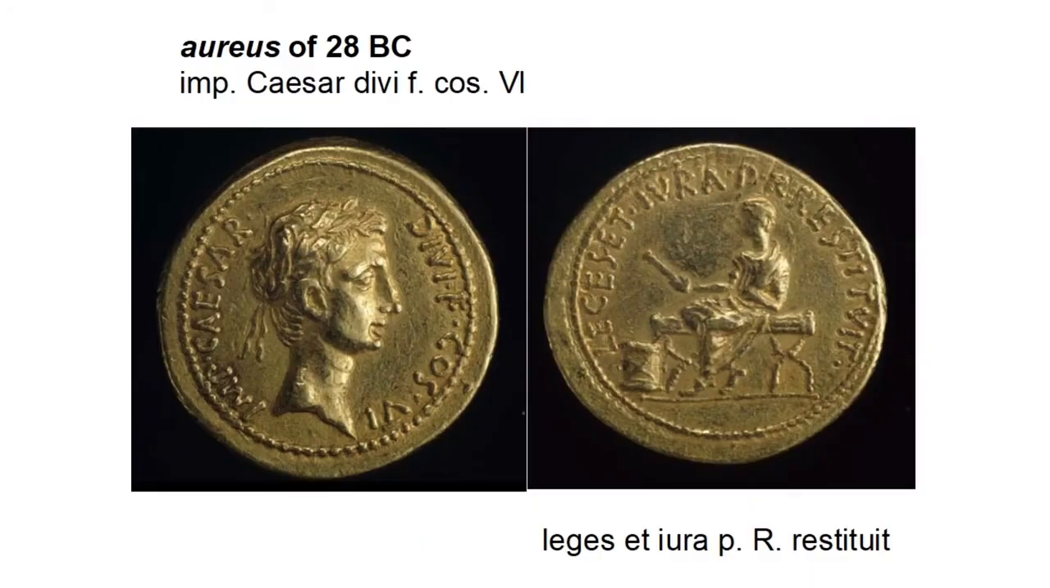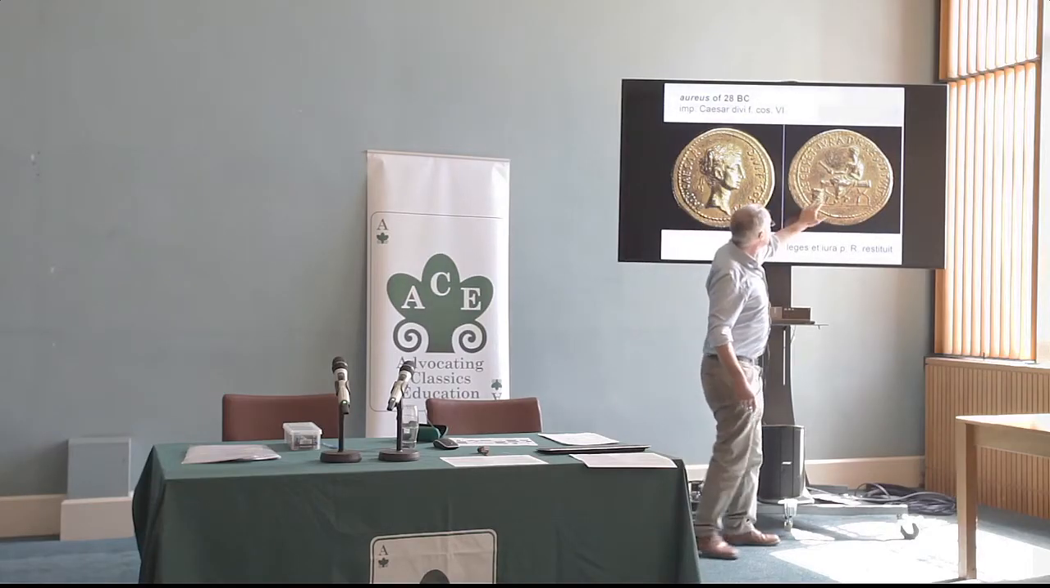And what this coin shows, and I've given you the text on the handout, is that on the front it's got an image of Augustus, and it doesn't look anything like him. It looks like Julius Caesar. It looks like Caesar, right? So it's a Caesar image. And he describes himself as General Caesar, son of a god, consul for the 6th time. And on the back, there's a picture of him in a toga.